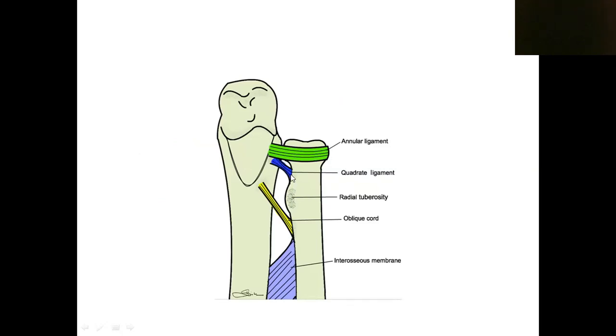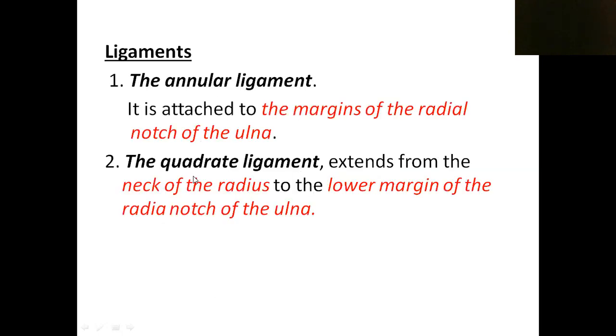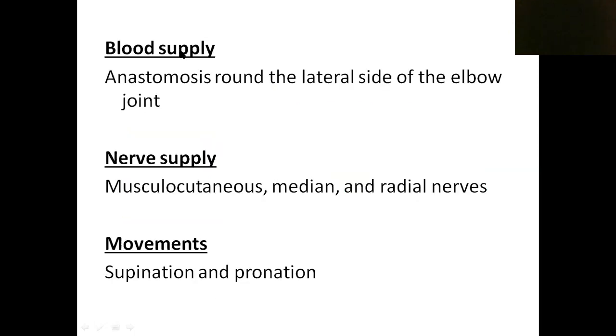Okay, so this is a small ligament, the quadrate ligament. Those are the two major ligaments of this joint, the annular ligament and the quadrate ligament. Now blood supply: no doubt, same as that of the elbow joint, anastomosis around the elbow joint. Nerve supply: musculocutaneous nerve, median nerve and radial nerve. Movements: supination and pronation.